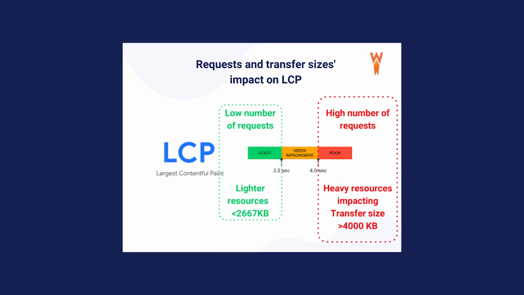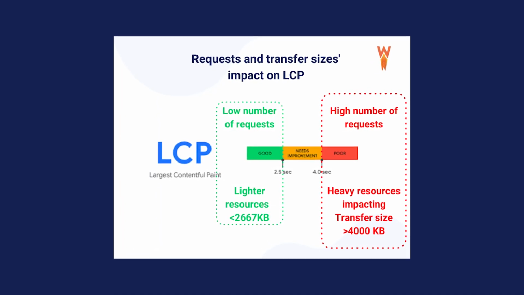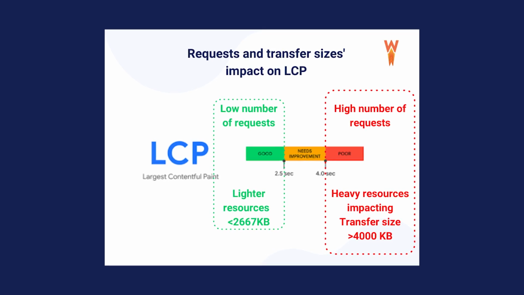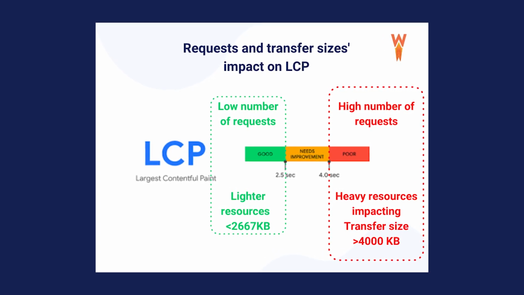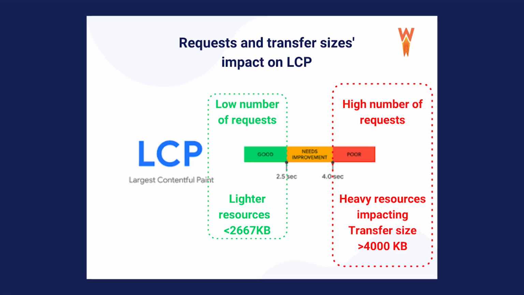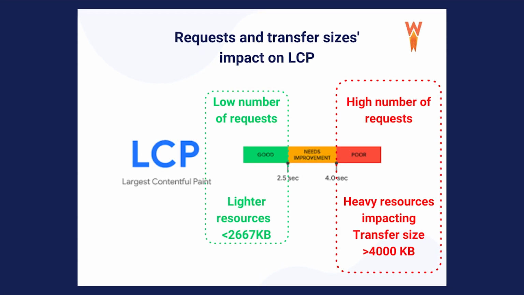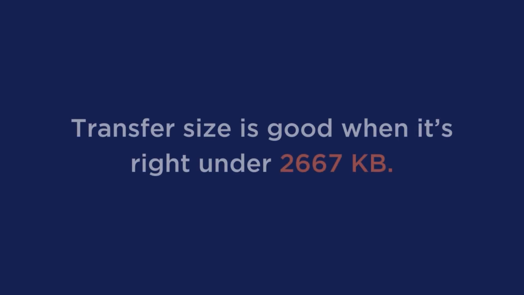Another reason to keep your request counts low and transfer sizes small is to optimize your largest contentful paint, or the LCP metric. The LCP grade will be negatively impacted if your main content is heavy. Now, of course, it's important you know what Google deems to be a good size. Transfer size is good when it's right under 2,667 kilobytes. I know, it's a very specific number, but that's what they say.